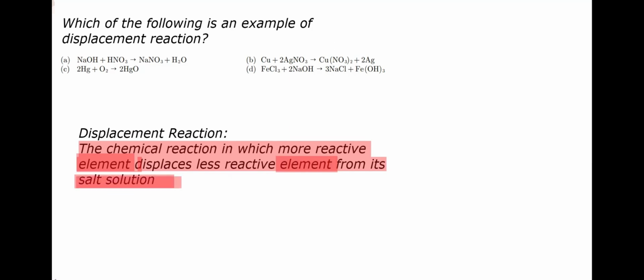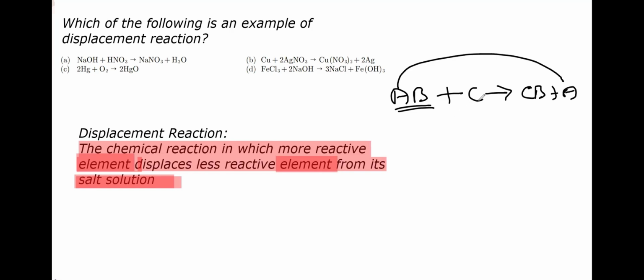Now, if I write out the general reaction, using the alphabet, let's say I take AB as a compound or a salt solution, and I react it with C. Then what is going to happen? That C, if it is more reactive than A or B, will displace it. So CB plus A will be formed. As you can see, A is getting displaced. So now we need to see a single element.